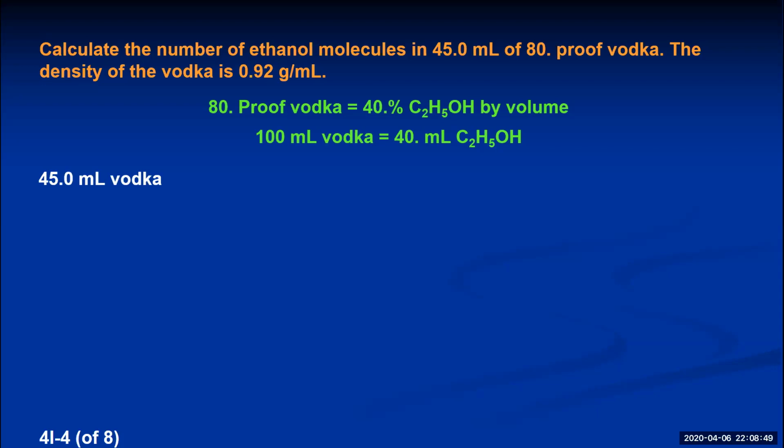I can't do that. What would be better for me is to convert this milliliters of a mixture into milliliters of a pure material. And that's where I'm going to use the equality statement in green. 100 milliliters of vodka equals 40 milliliters of ethanol. So if I put the 100 milliliters of vodka on the bottom and the 40 milliliters of ethanol on the top, now I've converted from a mixture into a pure substance. And now that I know there are 40 milliliters of ethanol, I can convert the volume of ethanol into mass of ethanol if I know ethanol's density.